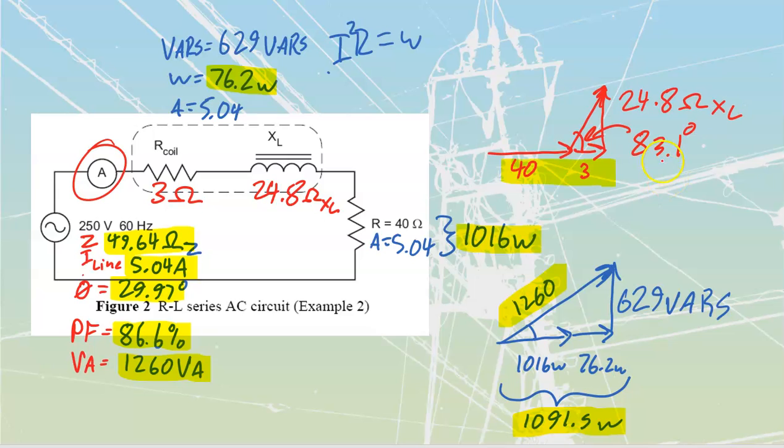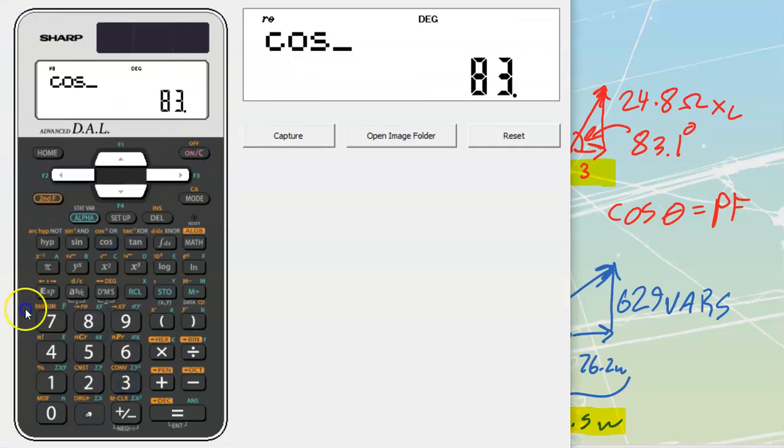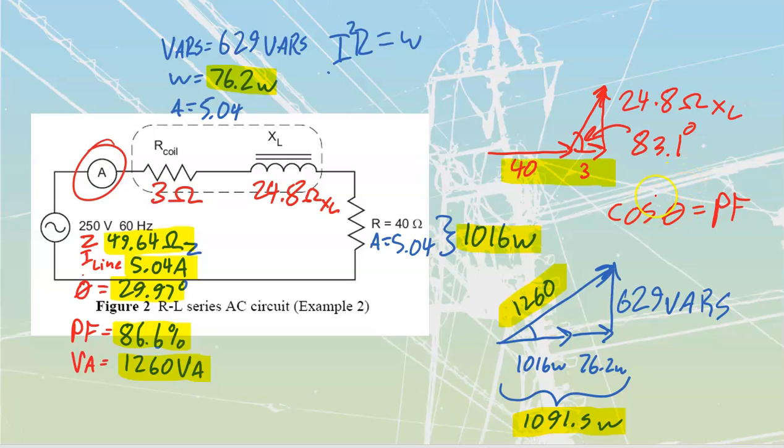And we know that if we take the cosine of our angle, we are then able to translate that into our power factor, right? Cos theta equals power factor. So we can just take the cosine of 83.3, cos 83.1 instead of 83.3. Gets me to a power factor of just the coil section of 12%. That's the PF of our coil.